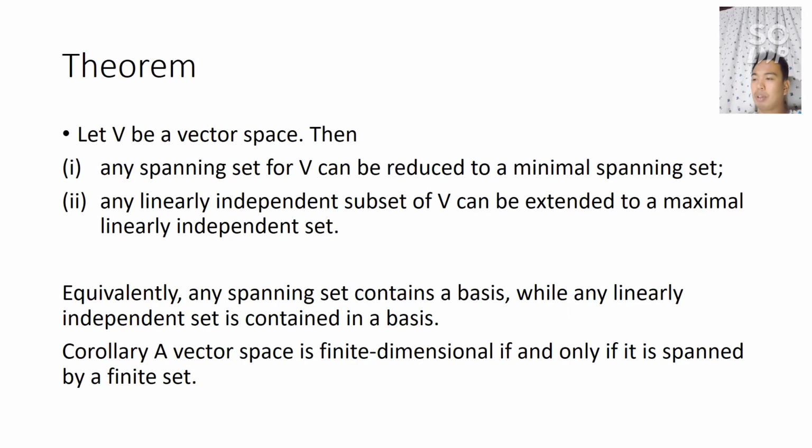So we have also the following theorems. Let V be a vector space, then any spanning set for V can be reduced to a minimal spanning set. Any linearly independent subset of V can be extended to a maximal linearly independent set. Equivalently, any spanning set contains a basis, while any linearly independent set is contained in a basis. Corollary: a vector space is finite dimensional if and only if it is spanned by a finite set.